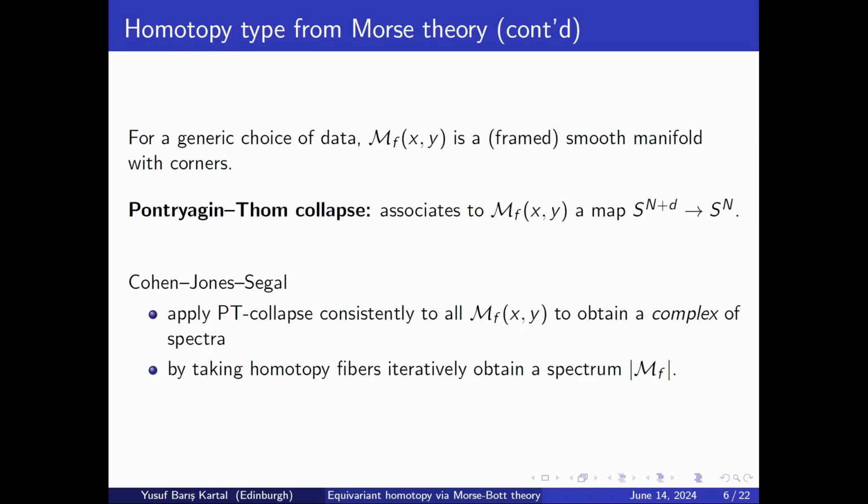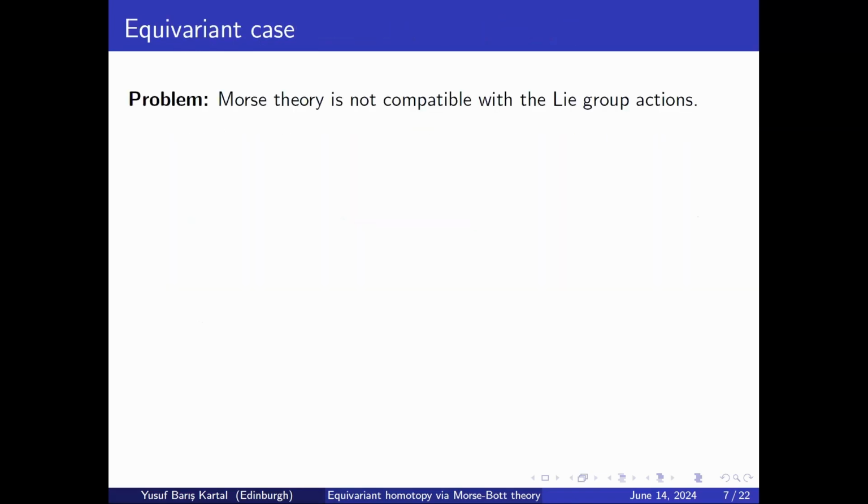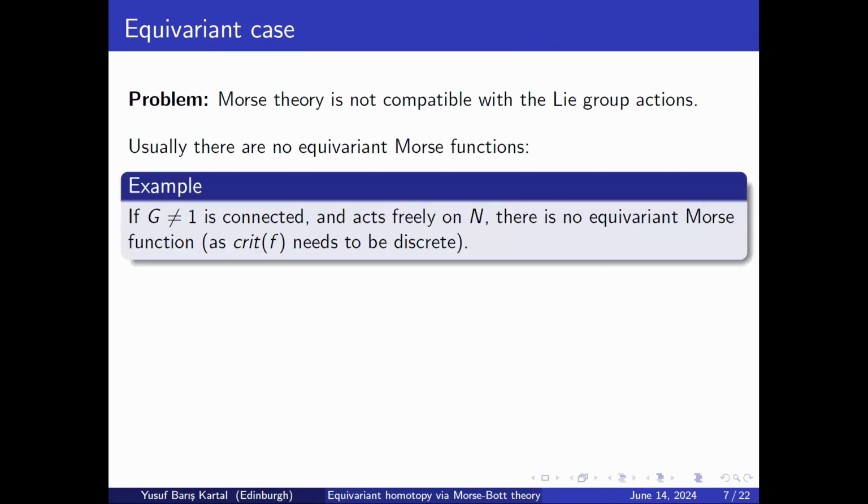So we're going to do the same thing equivariantly. But then there's a problem: Morse theory is not compatible with Lie group actions. Usually there are no equivariant Morse functions. The example is if you have a free action of a connected nontrivial group G on a manifold N, then the critical points of a Morse function are discrete, so they have to be fixed by G, but a free action doesn't have any fixed points, so you don't have any equivariant Morse functions.